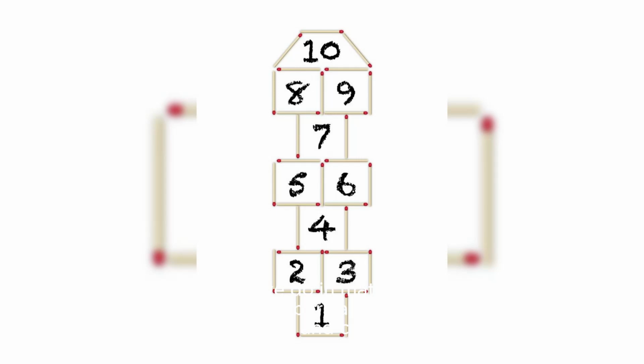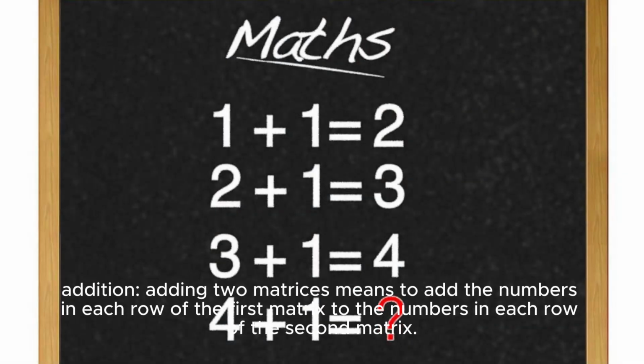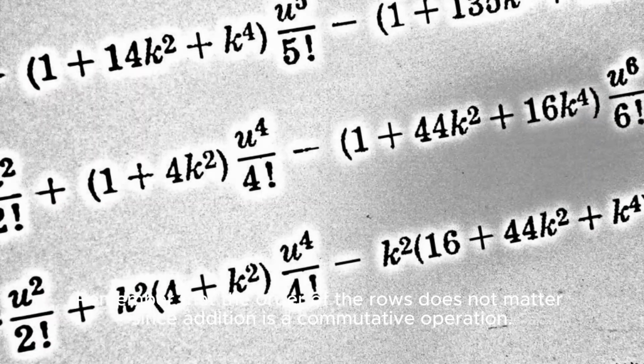in rows and columns. Now, let's talk about the two most common operations that we perform with matrices, addition and multiplication. Addition. Adding two matrices means to add the numbers in each row of the first matrix to the numbers in each row of the second matrix. Remember that the order of the rows does not matter since addition is a commutative operation.